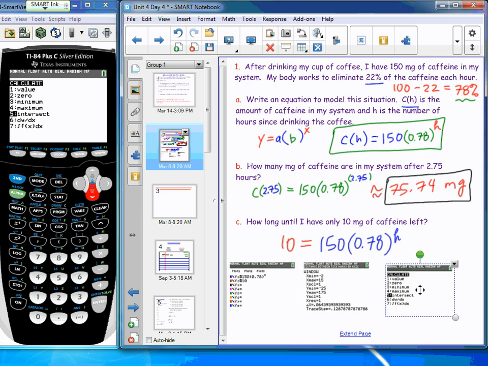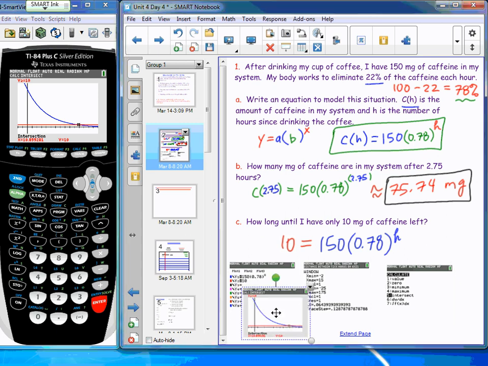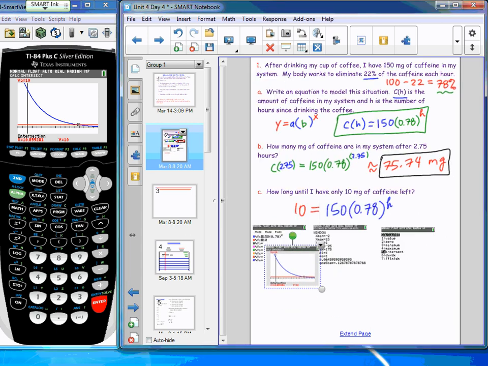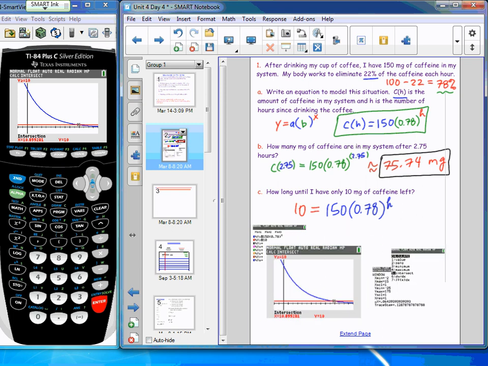We want the intersection. And we'll go ahead and do first curve, enter, second curve, enter, guess, enter, and voila! The calculator cursor jumps on the graph at the intersection when C of H equals 10. So it looks like after about 10.9, about 10.9 hours. You guys getting that? Awesome.